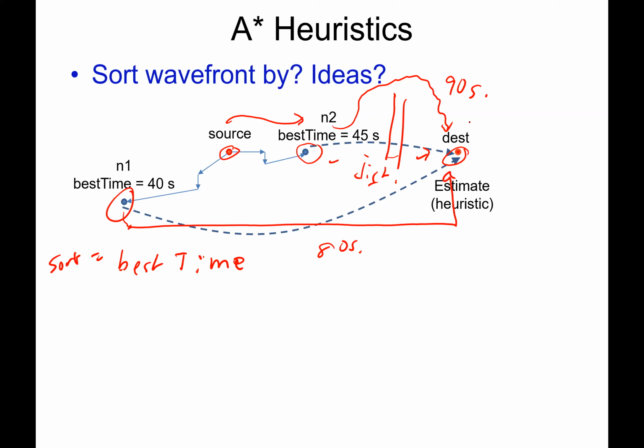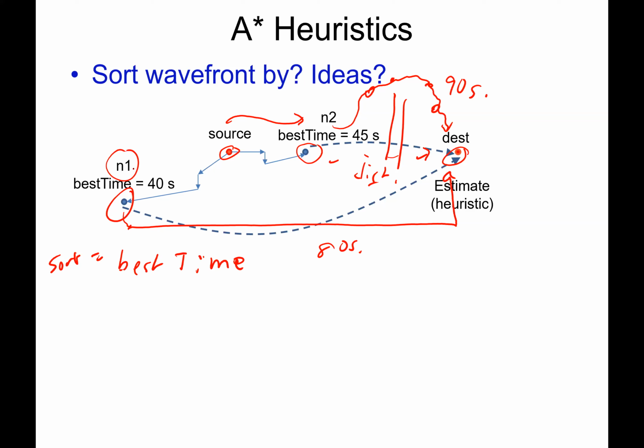So we want some way to get an estimate of something that we can include with best time, maybe add to best time, so we can sort our wavefront well. We also need to make sure that the estimate is not dangerous, so that we would not miss N1 if it eventually turns out to be the best answer. In other words, as we go through these partial solutions, if it turns out that our estimate was wrong, eventually we should go back and look at N1.